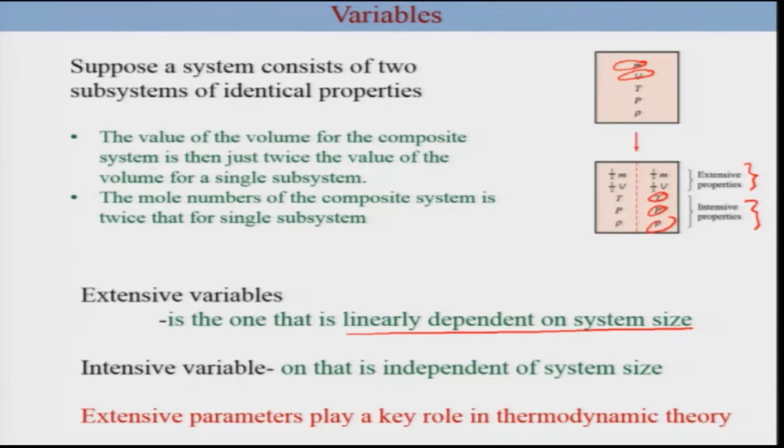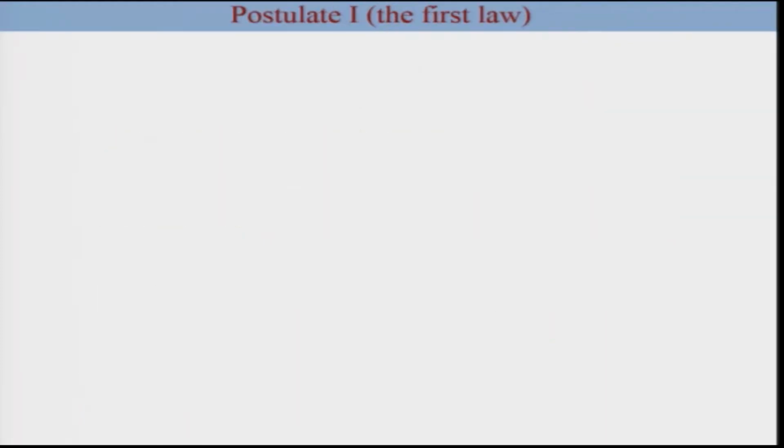So, what we did here is take a system having this set of variables or properties, and divide it into two halves. The volume gets divided, but the rest of the variables remain the same, and those are called intensive variables, and those which get affected by changes in the system size are extensive variables. Extensive variables or parameters play a key role in thermodynamic theory. So, with this definition of variables, I will now describe the postulates, or the foundation, of thermodynamics.